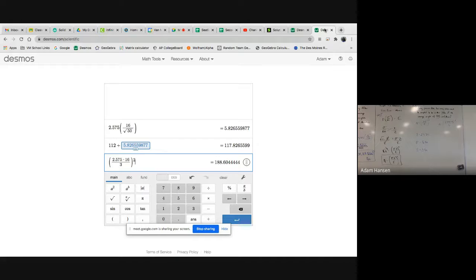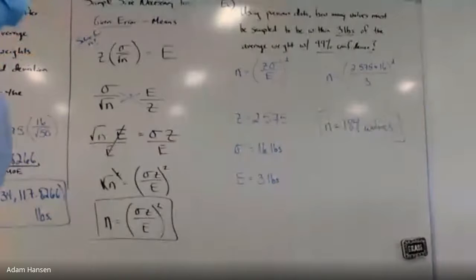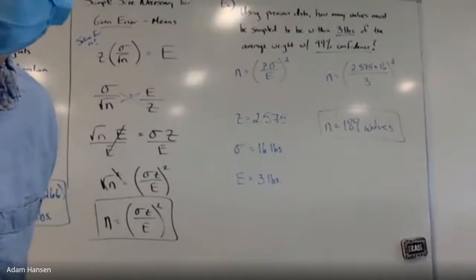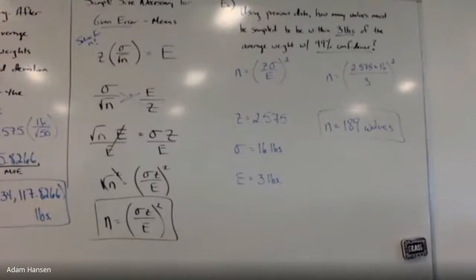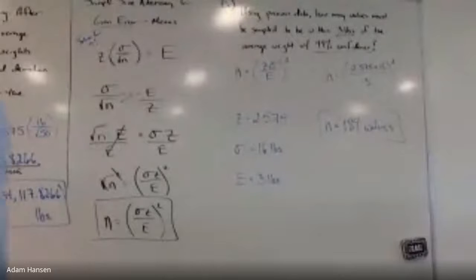If I round down, I'm not within the 3 pounds of error they allotted me. Can't sample a fraction of a wolf, and I also can't go down and inadvertently increase the error to be outside the margin of error that I was allotted. Cool.